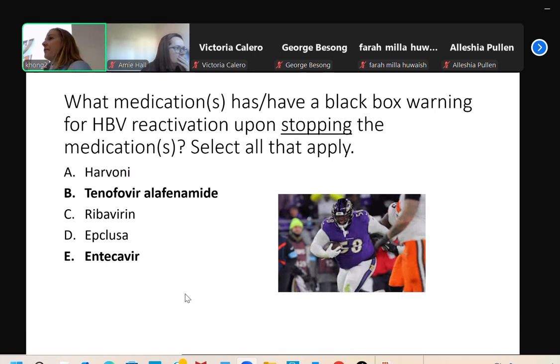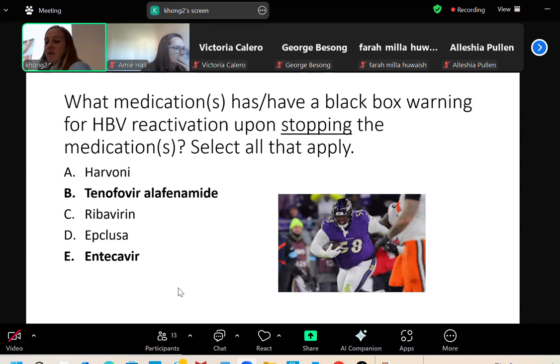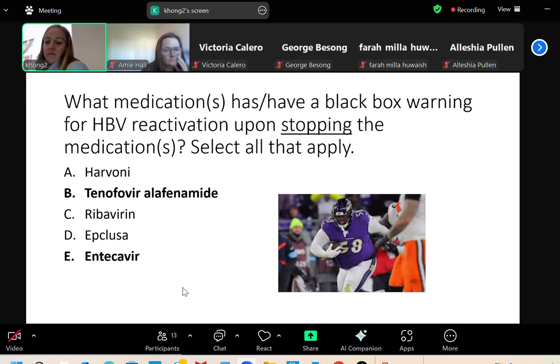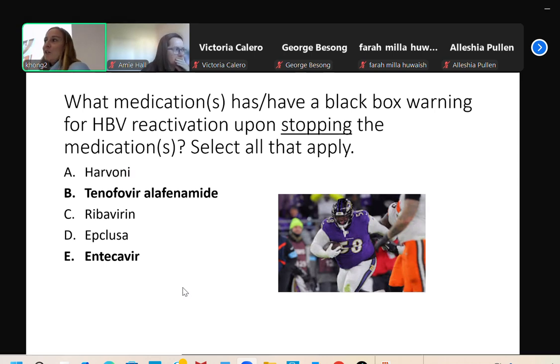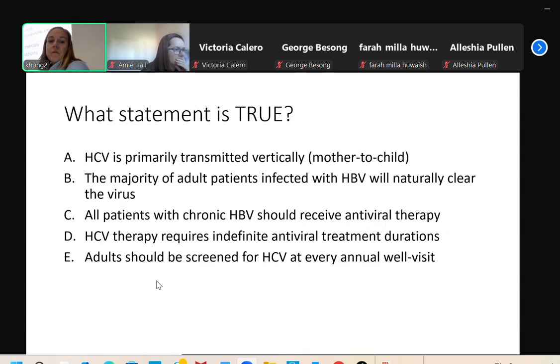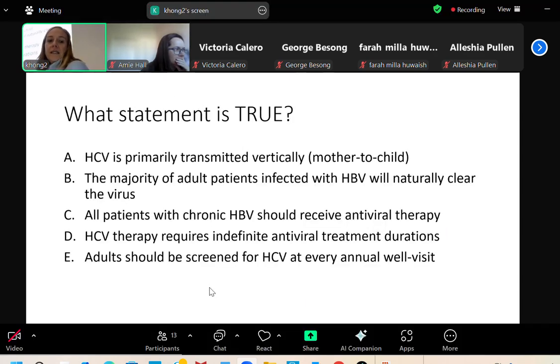Okay. So these are tough, but I'm trying to put questions together that make you really know more than just one fact. Now you're putting multiple facts together. Last one, I think.